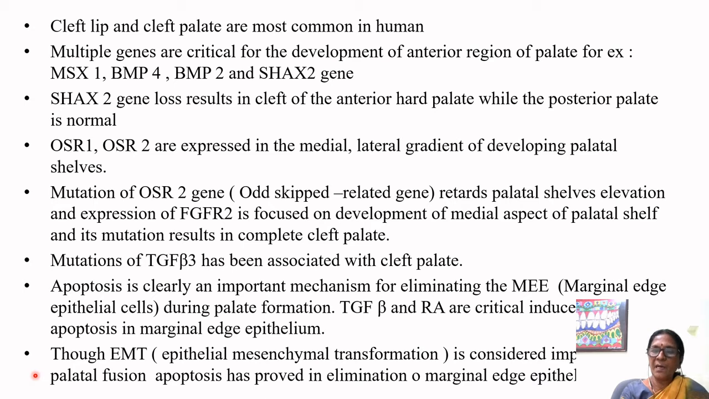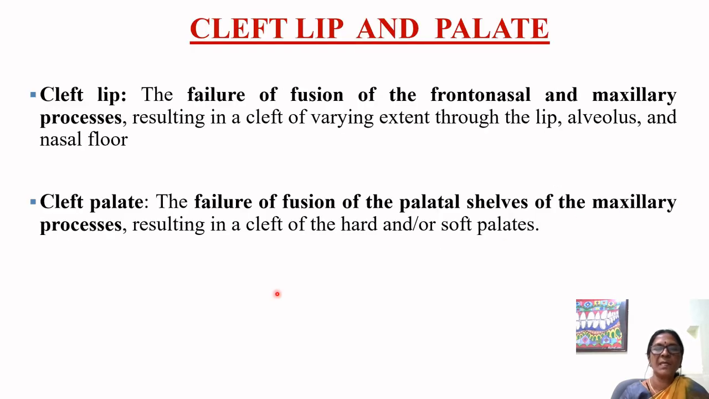Now, TGF-beta and RA are critical during apoptosis in marginal edge epithelium. Though epithelial mesenchymal transformation is considered important in palatal fusion, apoptosis has been proved in elimination of marginal edge epithelium during development of palate. Now, what is cleft lip? The failure of fusion of the frontonasal and the maxillary processes, resulting in cleft of varying extent through the lip, alveolus and nasal floor. Cleft palate, the failure of fusion of the palatal shelves of the maxillary processes, resulting in a cleft of the hard and the soft palates.